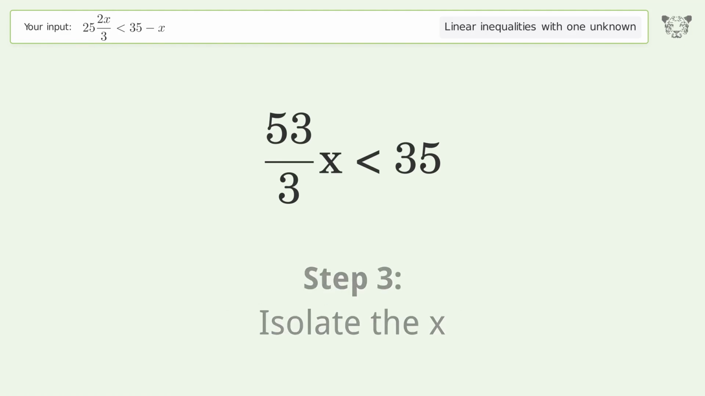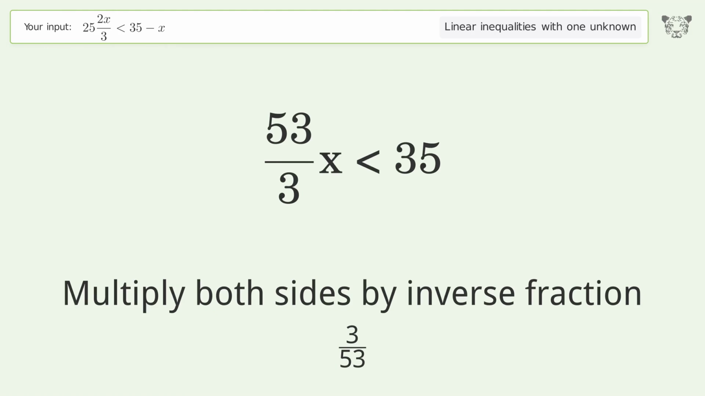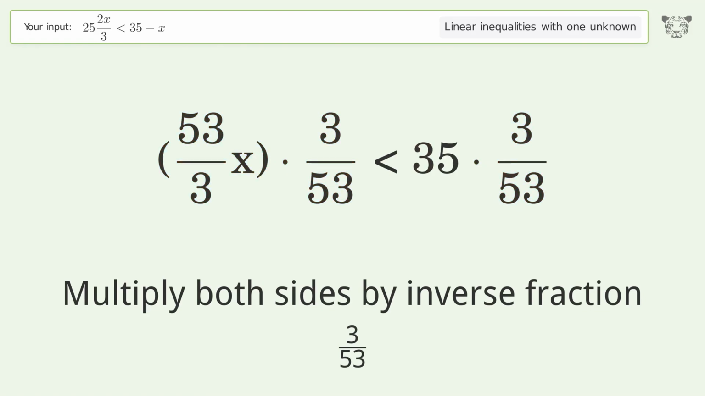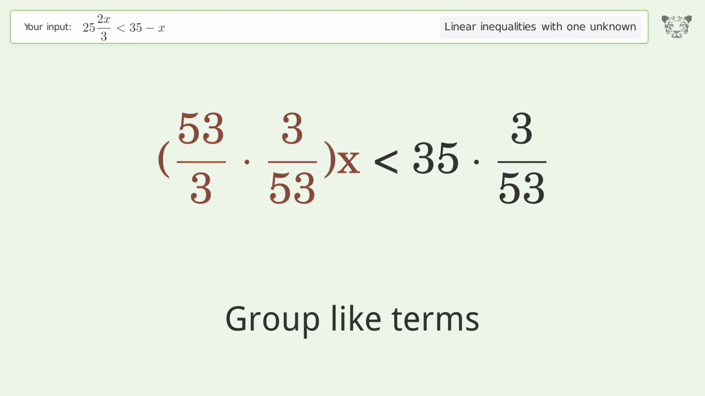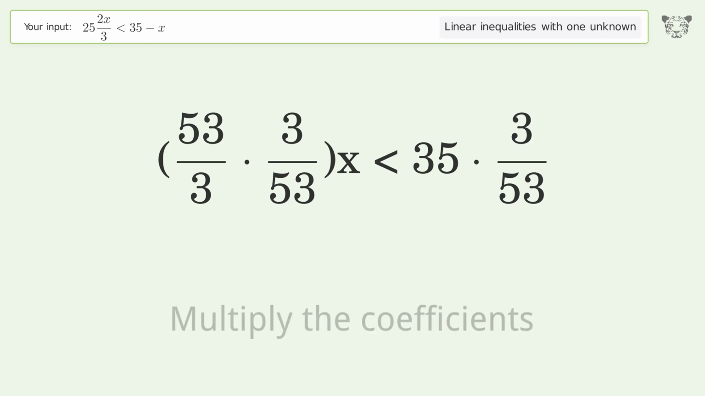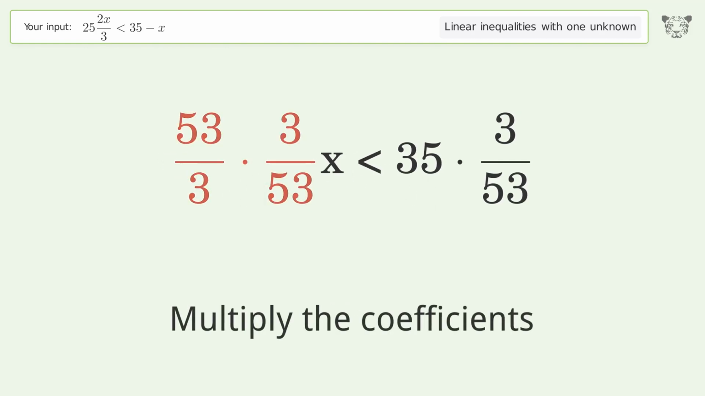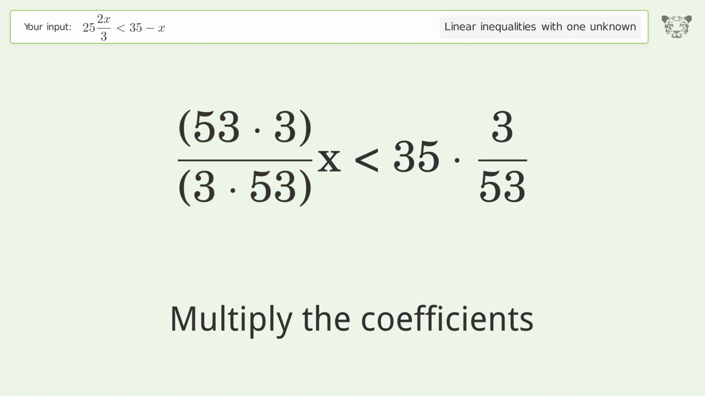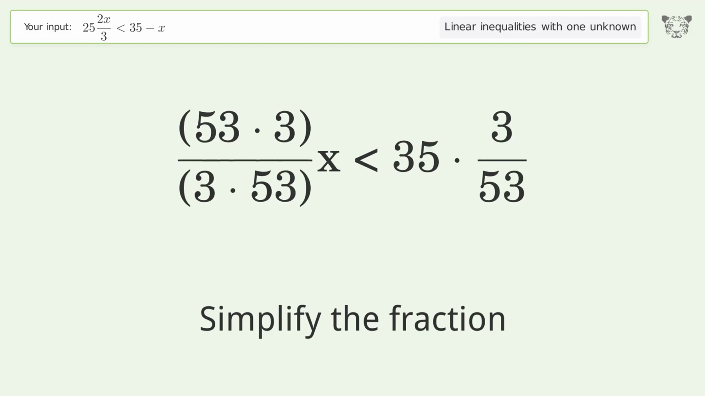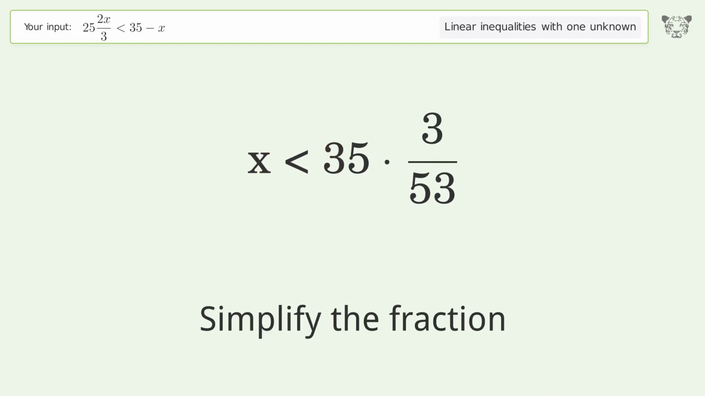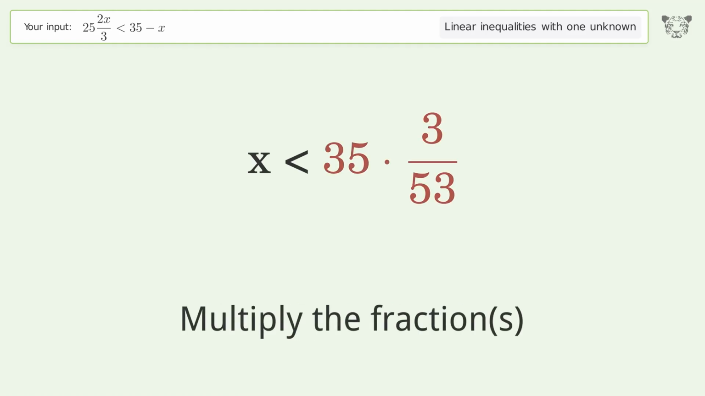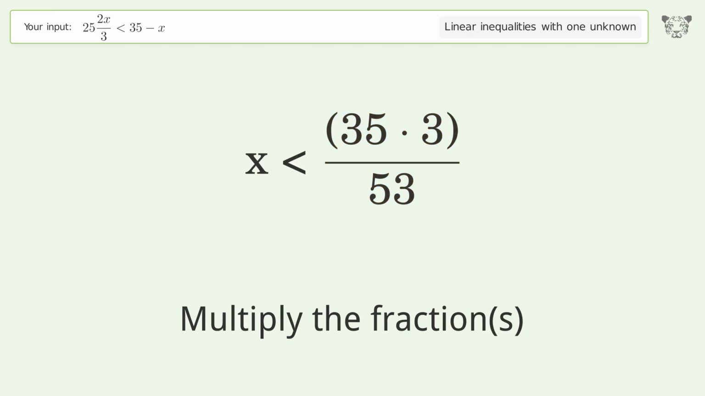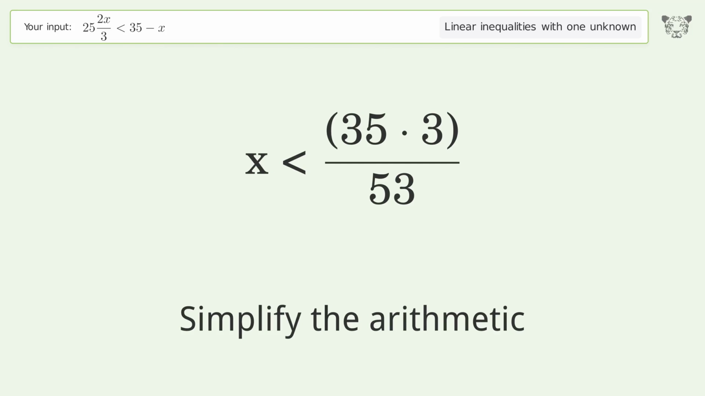Isolate the x. Multiply both sides by inverse fraction 3 over 53. Group like terms. Multiply the coefficients. Simplify the fraction. Multiply the fractions. Simplify the arithmetic.